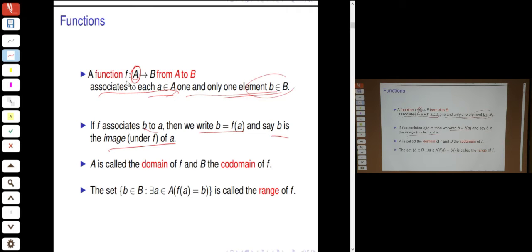The set of inputs is called the domain, and B, the place where the outputs lie, is called the codomain, and the set of all possible values of the function is called the range. So just some terminology. Any questions?